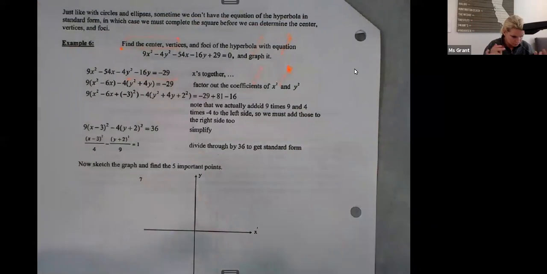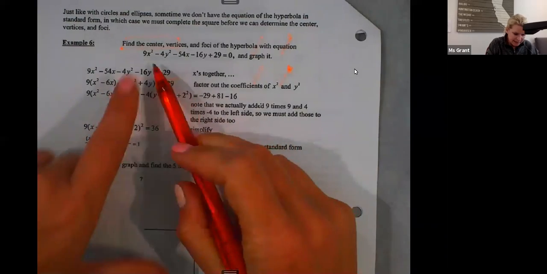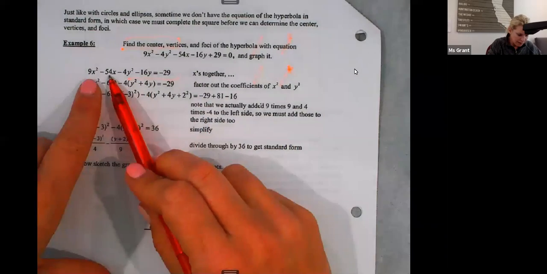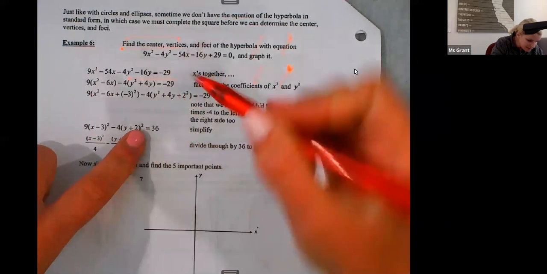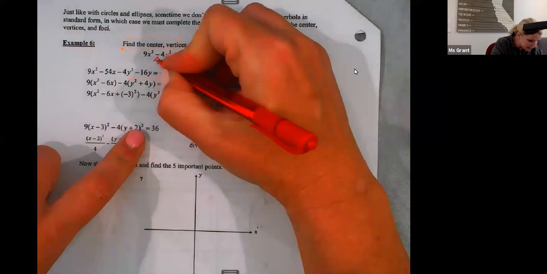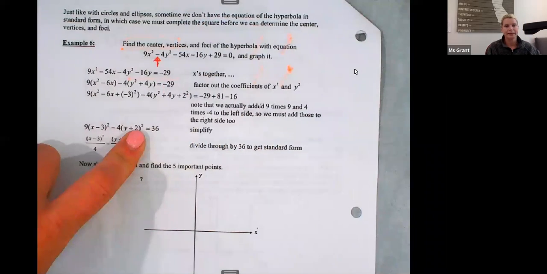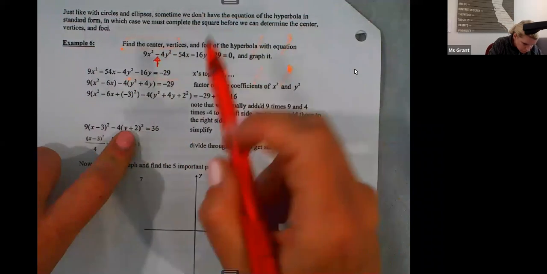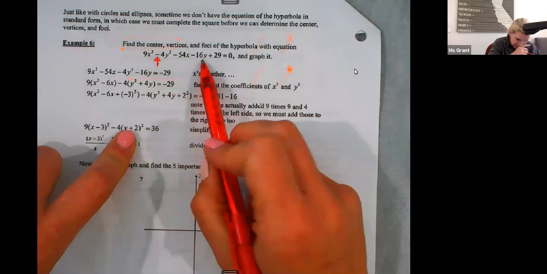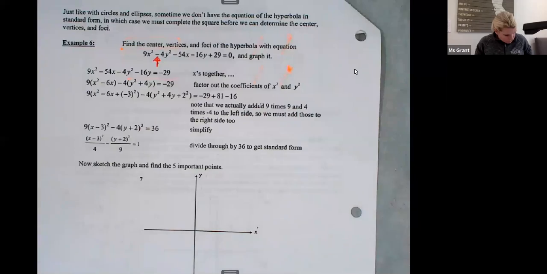So, get the x's together. 9x squared, 54x. Get the y's together. -4y. See this -4y? That's the indicator that it's a hyperbola. The y term is a negative. So, y squared and then the 16y. So, here it is.